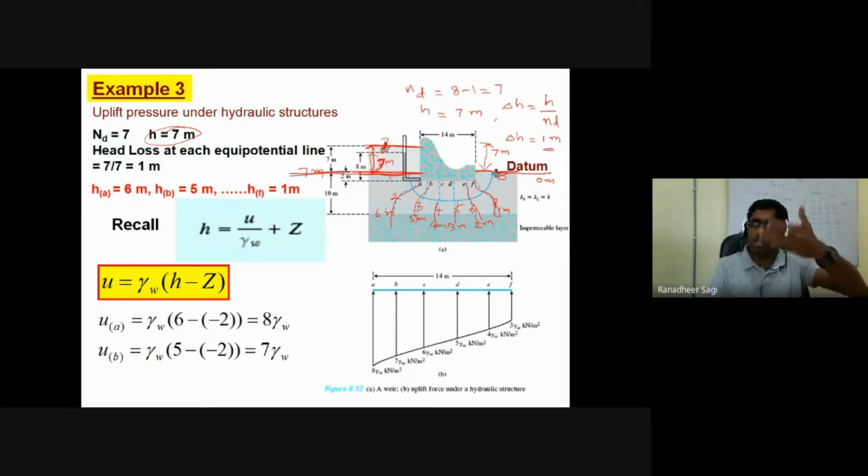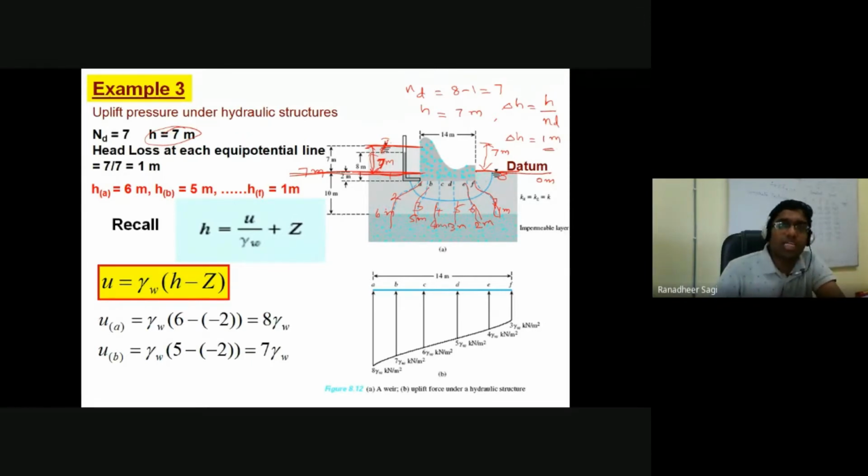So for all those equipotential lines, we have understood how to calculate the total head values. Point A, which is lying on the second equipotential line, has a total head value of 6 meters. Point B has a total head value of 5 meters. Point C has a total head value of 4 meters. Point D has a total head value of 3 meters. Point E has a total head value of 2 meters. And point F has a total head value of 1 meter.